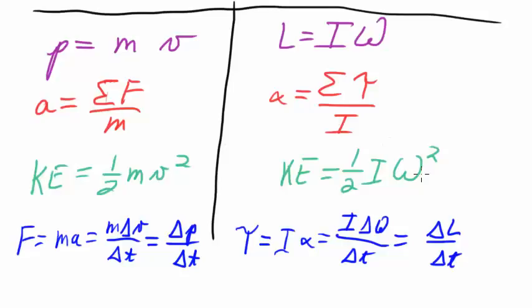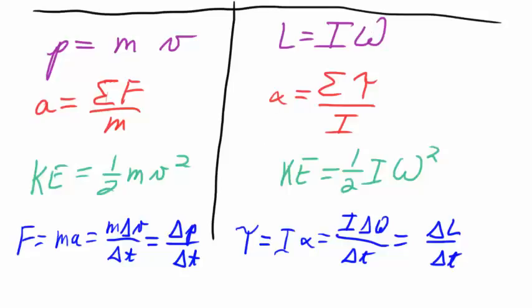Here we have the equation for momentum, p equals mv, Newton's second law, that acceleration is the net force divided by the mass, the kinetic energy equation, 1/2 mv squared, and finally, the impulse momentum law, force equals the impulse divided by time. Each of these equations has an exact analog in terms of angular momentum, L, moment of inertia, I, angular velocity, omega, angular acceleration, alpha, and torque, tau.